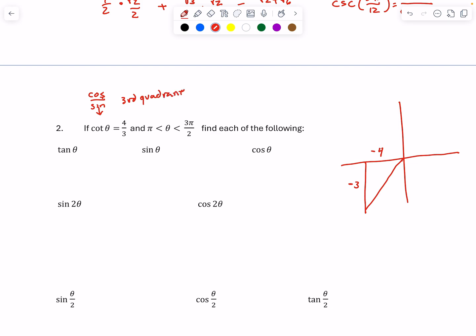How do you know they're in the third quadrant? Because you have pi and 3 pi over 2. Let's mark them in. Okay. You find the hypotenuse. Don't forget to put parentheses around the negative numbers. Square root of 25 is 5. So the hypotenuse is 5. Always make the hypotenuse positive.